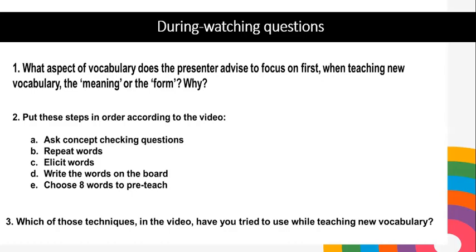E, choose 8 words to pre-teach. Here from 4 to 8 words is the correct or the perfect number of words. Right. On a piece of paper outside, you could rearrange these steps. I'll give you 2 minutes, but take the third question first. Number 3, which of those techniques in the video have you tried to use while teaching new vocabulary?